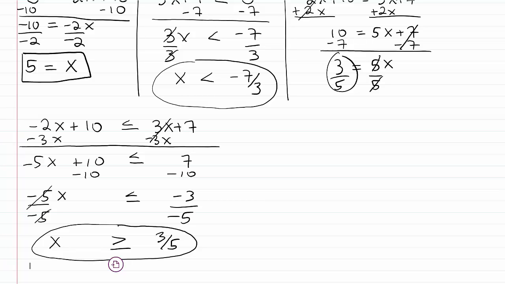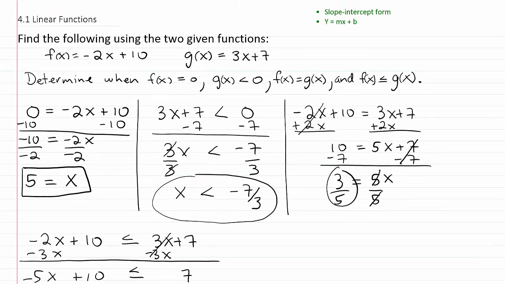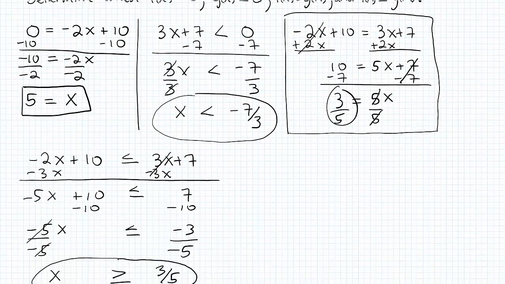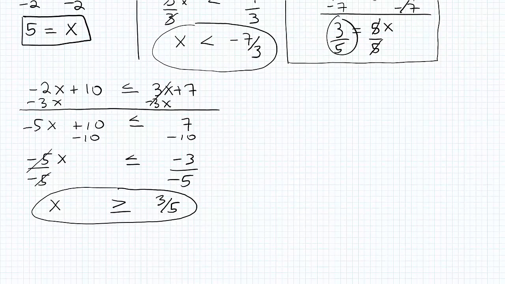The last thing I wanted to do is show you the solution graphically for the third one that we did. Remember, we had worked out when f of x is equal to g of x, and we found that the answer was 3/5. So that's what we worked out and discovered. Let's show that graphically. I'm going to graph these two equations for us, and we're going to try to do this really carefully.